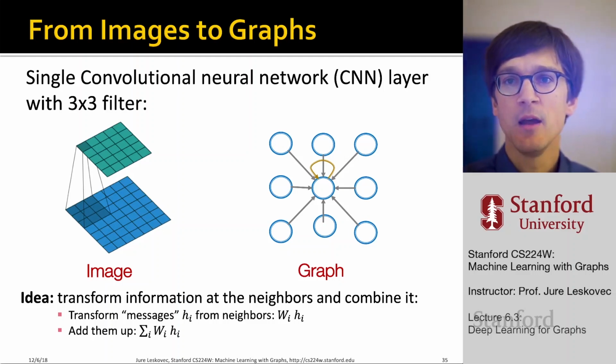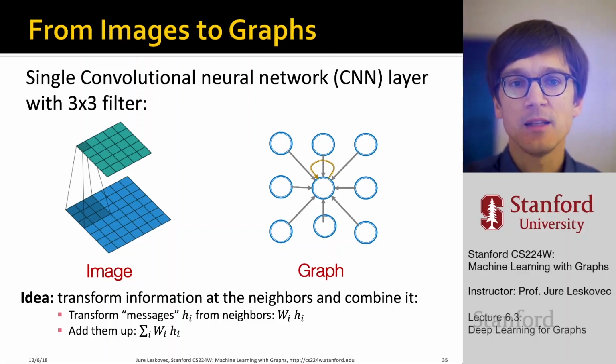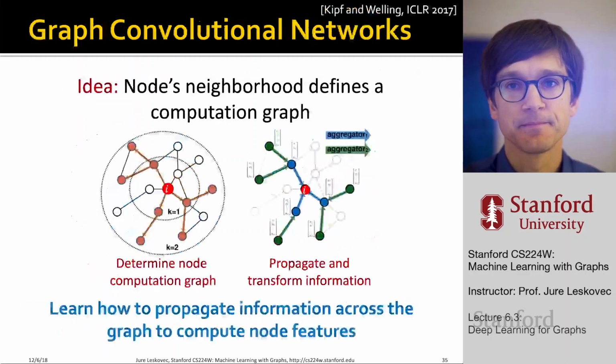So today's lecture also relates to the last lecture when we talked about message passing. Here we can think about a node collecting information from its neighbors, collecting messages from its neighbors, aggregating them, combining them, and creating a new message. So that is the idea.